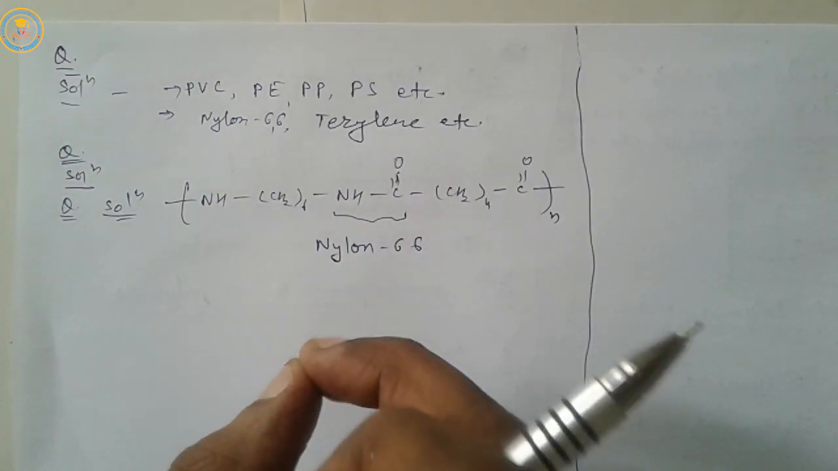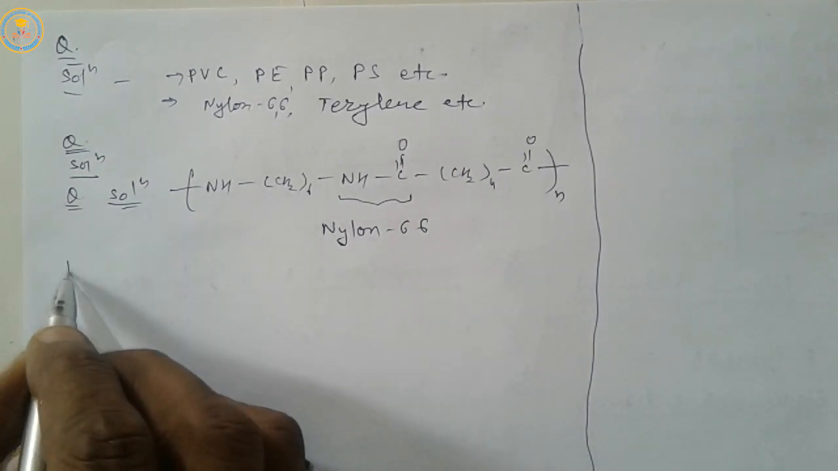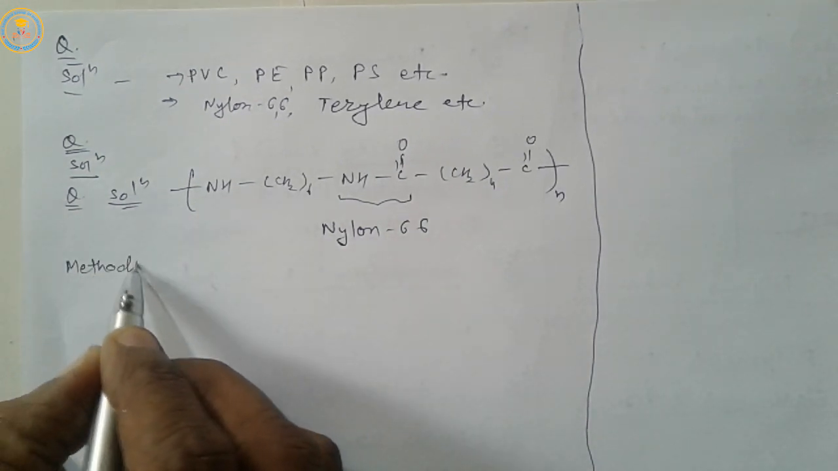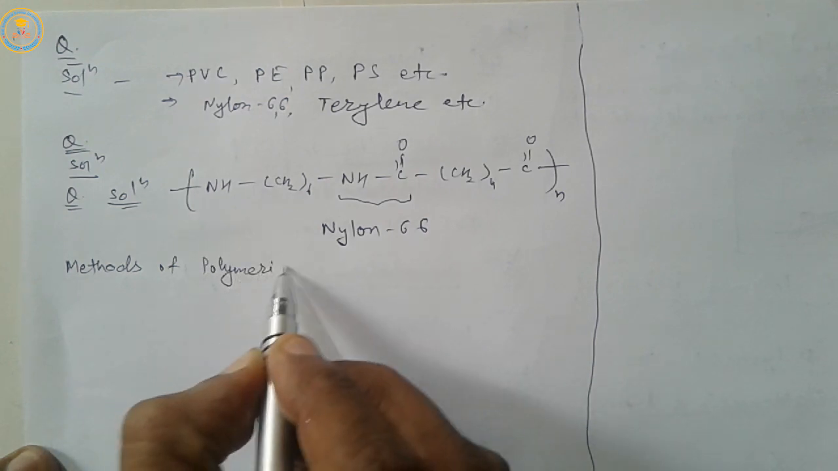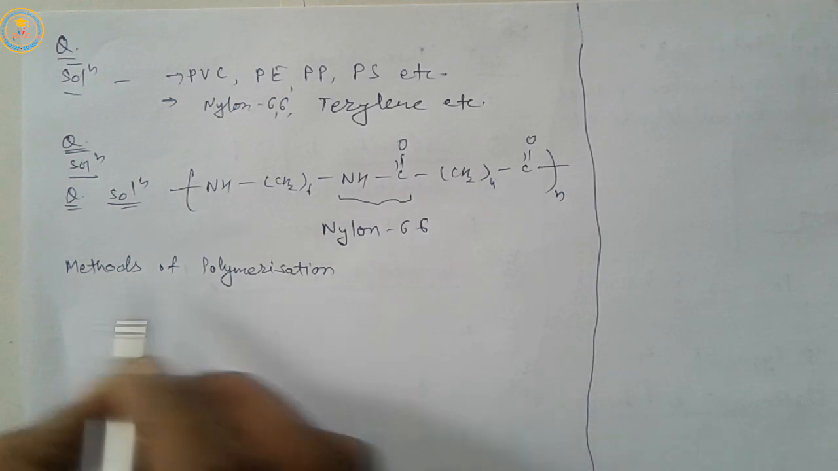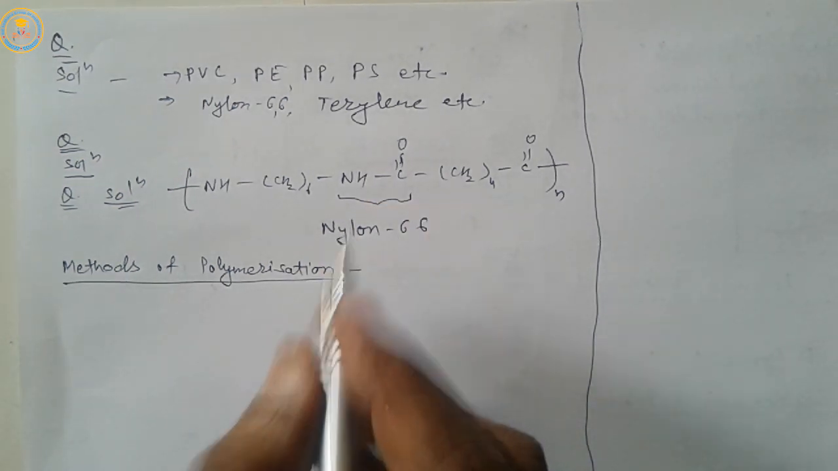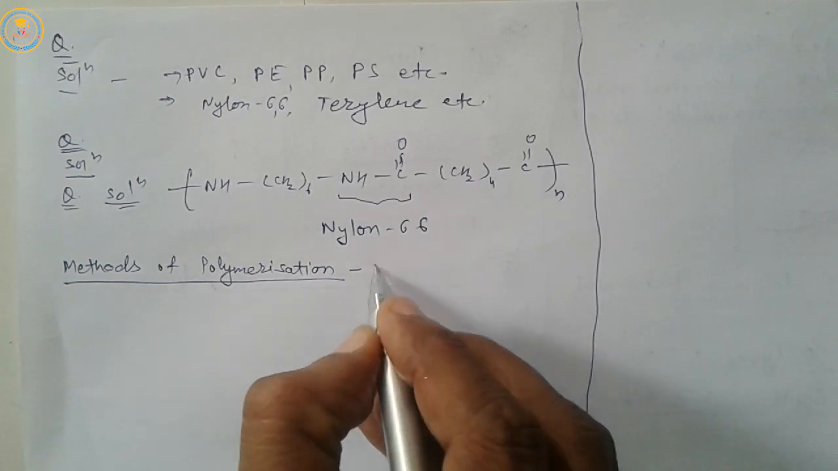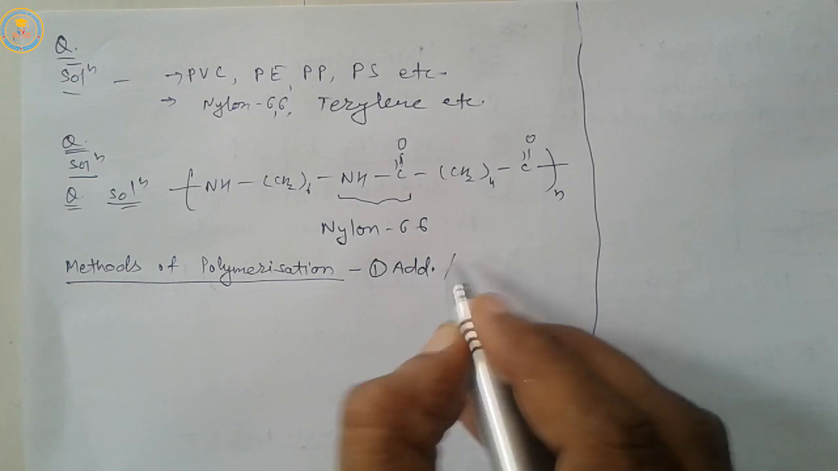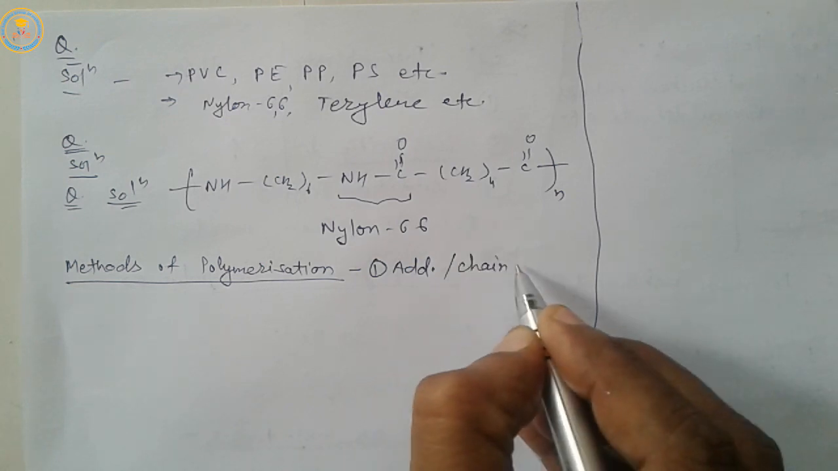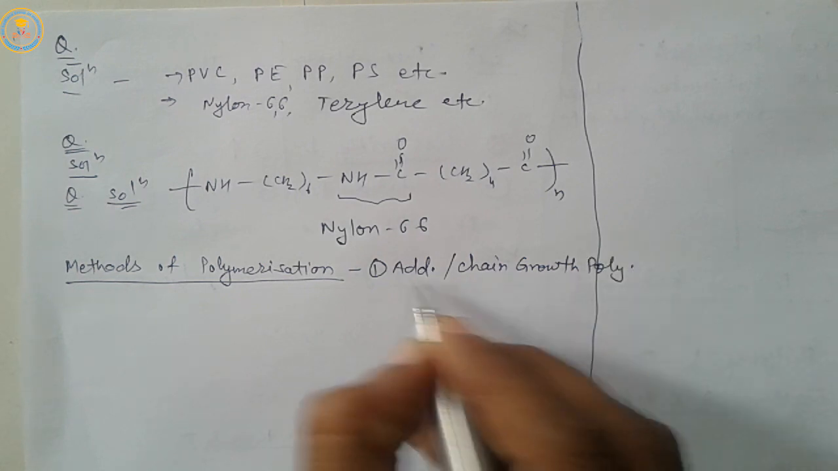In today's class, we shall read about methods of polymerization. There are mainly two types of polymerization. First is addition or chain growth polymerization.